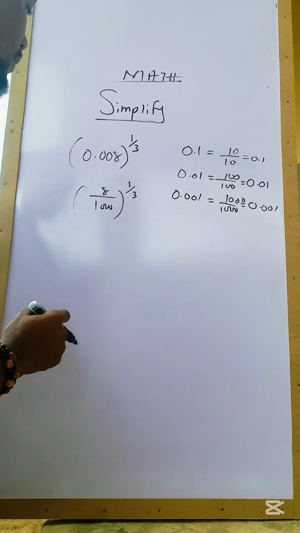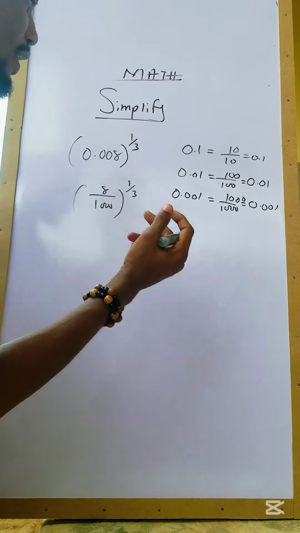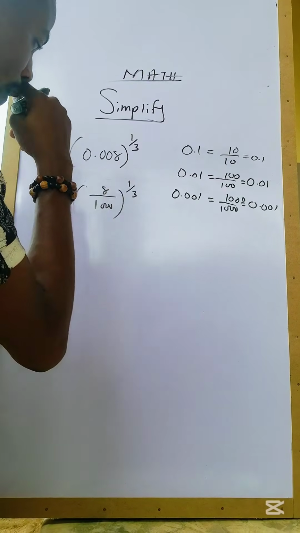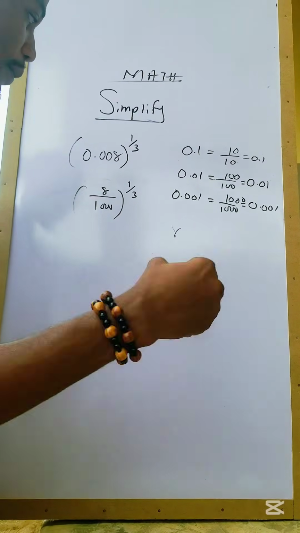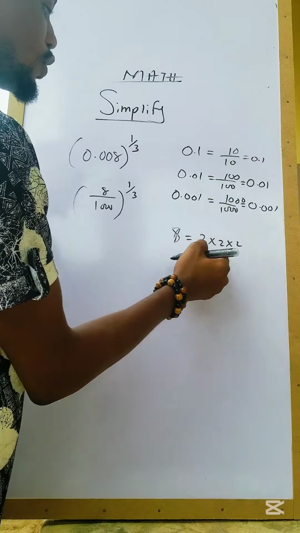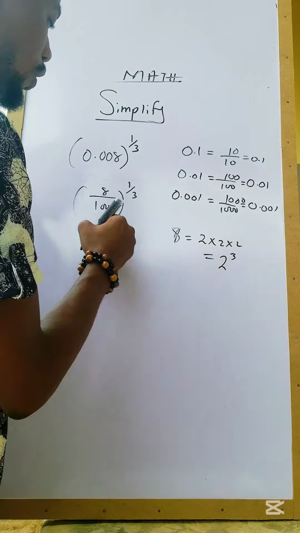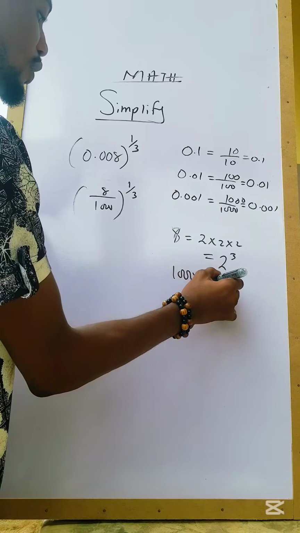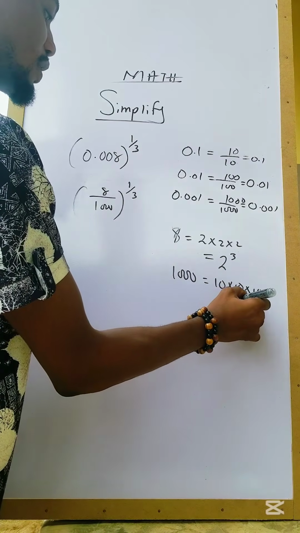So to avoid that, you have to make sure you put both 8 and 1000 in an index form to correspond with this power. So 8 in an index form means 8 equals 2 times 2 times 2. 2 times 2 is 4, times 2 is 8. So 8 in an index form is 2 raised to the power 3. Also for 1000, I have 10 times 10 is 100, times 10 is 1000. So that is 10 raised to the power 3.